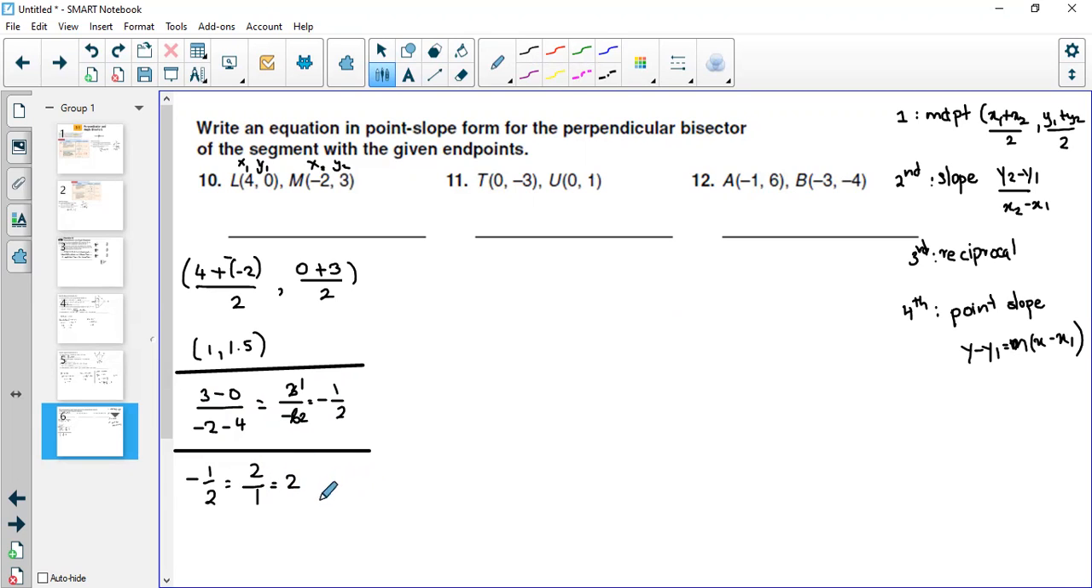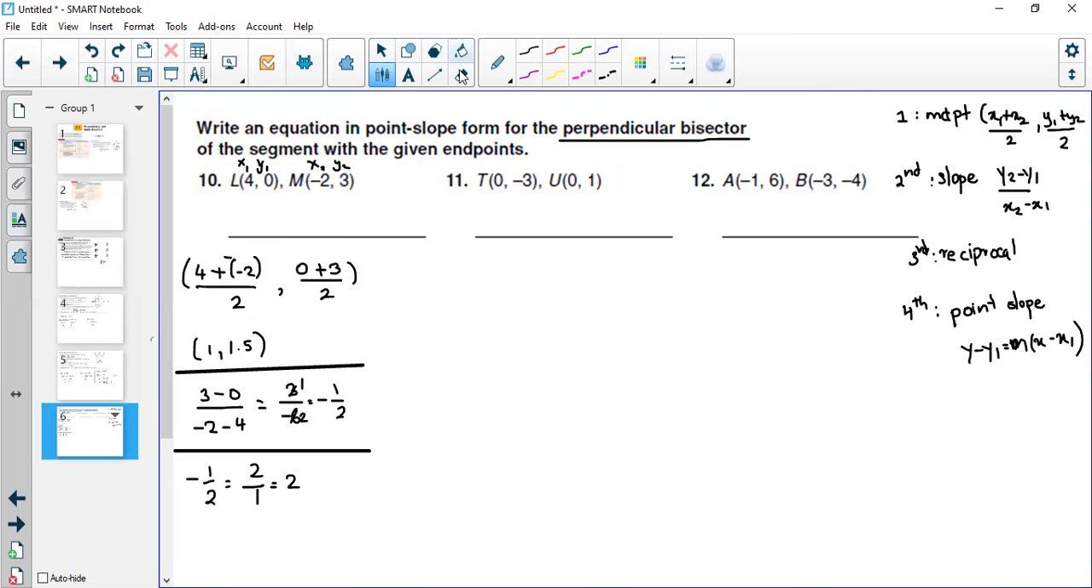Okay, so why we are finding the reciprocal, I forgot to tell you, because we are finding the slope for perpendicular bisectors. If it was for a normal line, the slope would be negative 1 over 2, but for perpendicular bisectors, the slope is going to be the reciprocal of what we find. So the slope for this particular line is going to be 2.